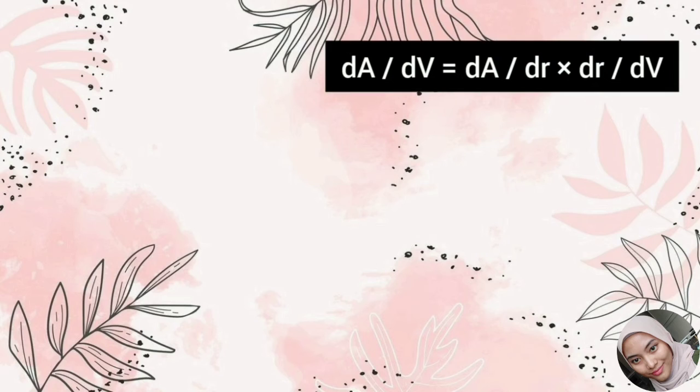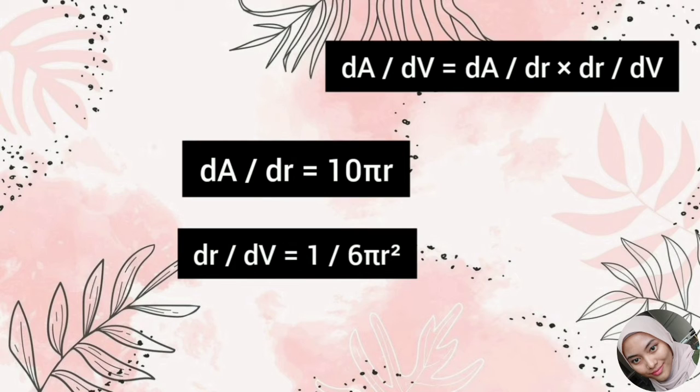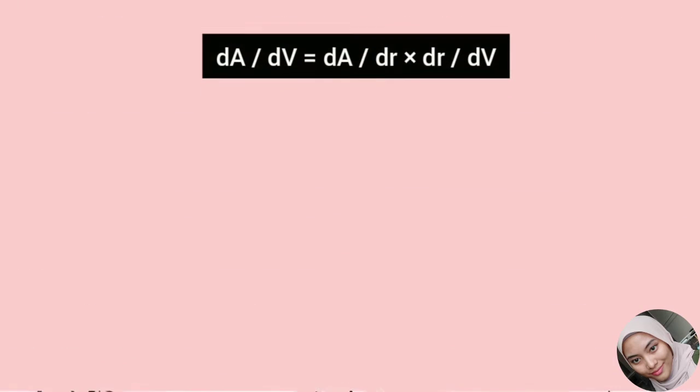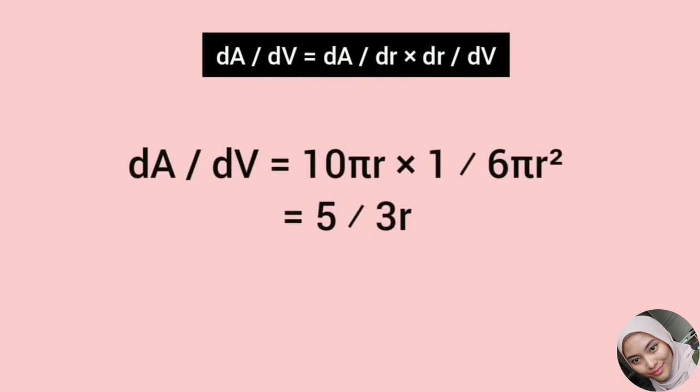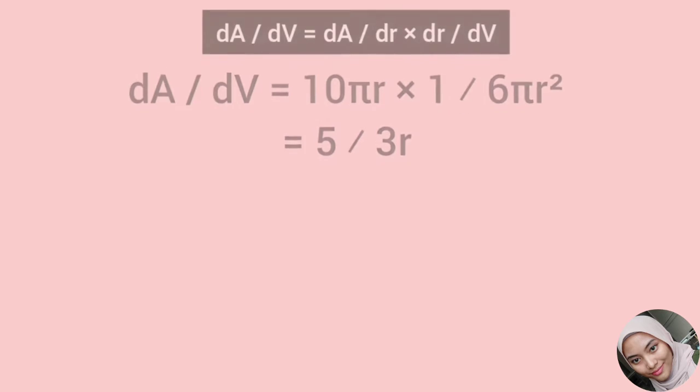And then we use dA over dV equals dA over dr times dr over dV. We already have dA over dr equals 10 pi r and dr over dV equals 1 over 6 pi r squared. Then dA over dV equals 10 pi r times 1 over 6 pi r squared, which equals 5 over 3r.